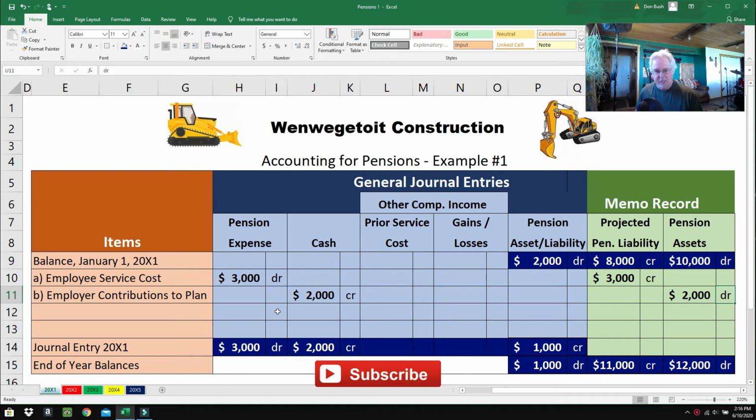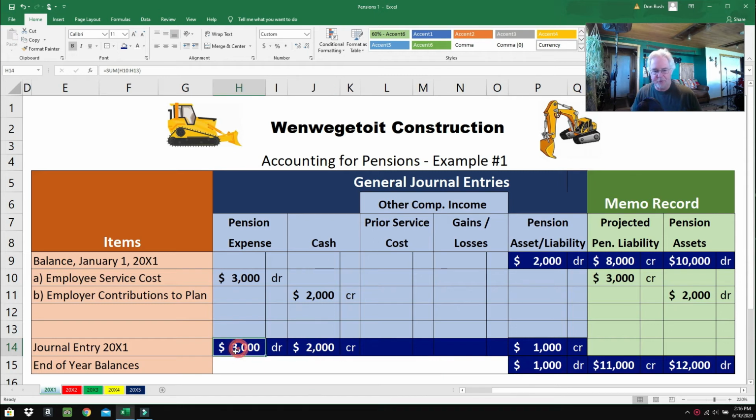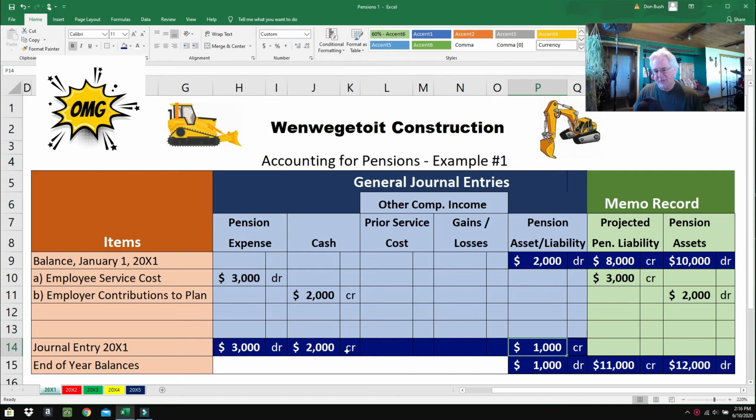So at this point, we need to formulate the journal entry. What we're going to do is add up the pension expense column, which I hope is easy: $3,000 debit. We're going to add up the cash column, which is $2,000 credit. So we've got a $3,000 debit and a $2,000 credit. In order to make this all balance, we need a $1,000 credit in this column here, because a $1,000 credit and a $2,000 credit equals a $3,000 credit. So that's how we get this to balance.